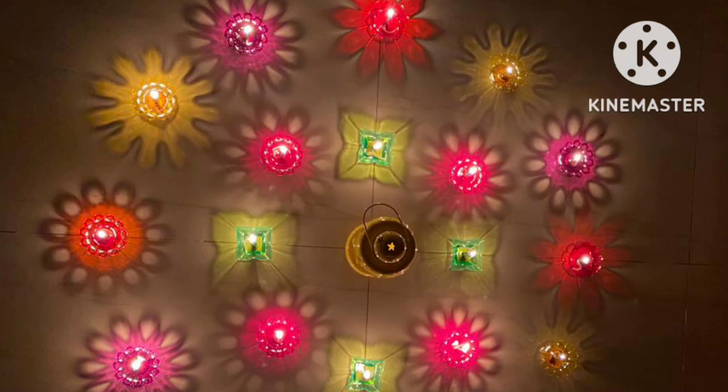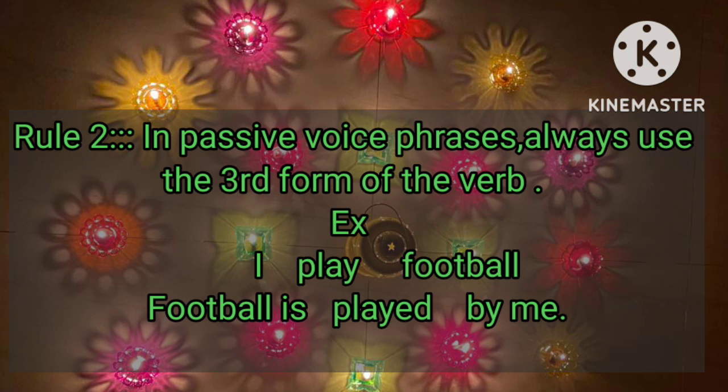Next rule is, in passive voice, phrases always use the third form of the verb. In this example, play becomes played. The third form of play is played.